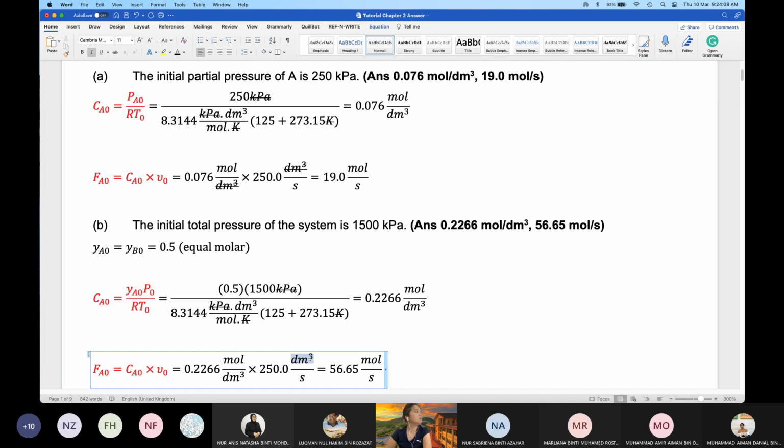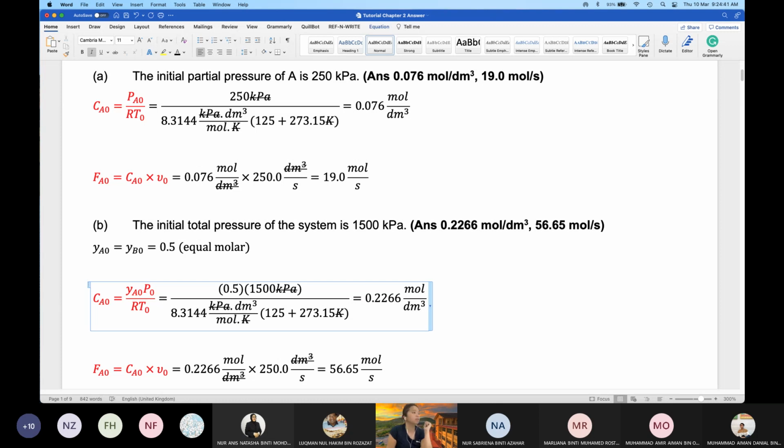Again, if I do unit cancellation, I can cancel my dm cube. I'm left with mole per time, mole per second, which is molar flow rate. So most likely your answer is correct. Let's say you are confused whether FA naught equals CA naught multiplied by V naught, or CA naught divided by V naught. You just do the unit cancellation. If your final unit is not consistent with what you want to find, then you have to recheck, because that indicates that you are doing the wrong calculation.